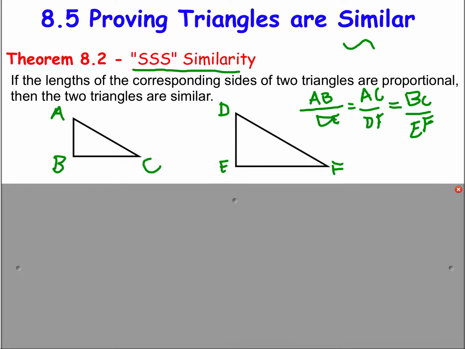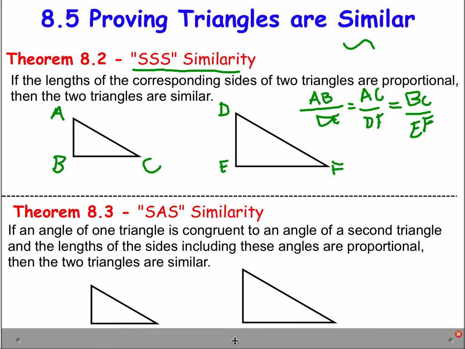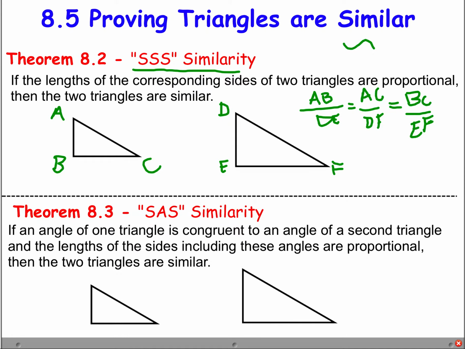All right, so moving on, we also know SAS similarity, which is exactly as it sounds. If one angle of a triangle is congruent to an angle of the second triangle, so if we know both of these are right angles, which means they're congruent, and the lengths of the sides including these angles are proportional, then the two triangles are similar. So if this side and this side are proportional to this side and this side, and once again, just like congruency, this angle has to be the angle in between those two sides, then we can say for certain that the two triangles are similar.